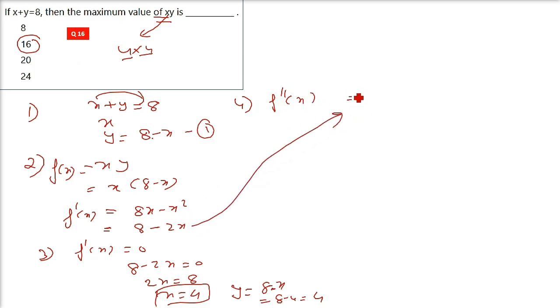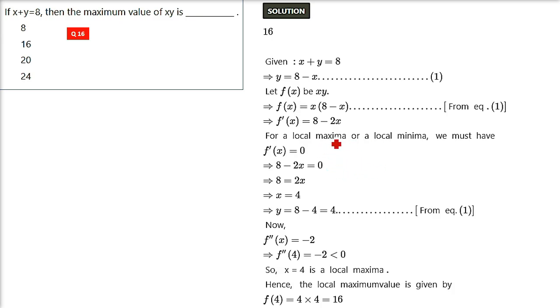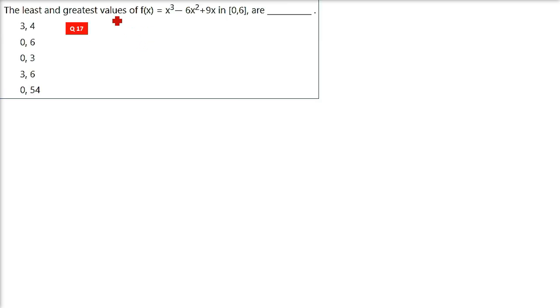Now this is enough when you are doing this as a multiple choice question. But if it is not a multiple choice question, you have to double differentiate and show that the value is actually going to be negative, so that you get the maximum value. Negative always indicates you are going to get the maximum value. Positive always indicates you are going to get the minimum value. So this is a very suitable question for the basics.